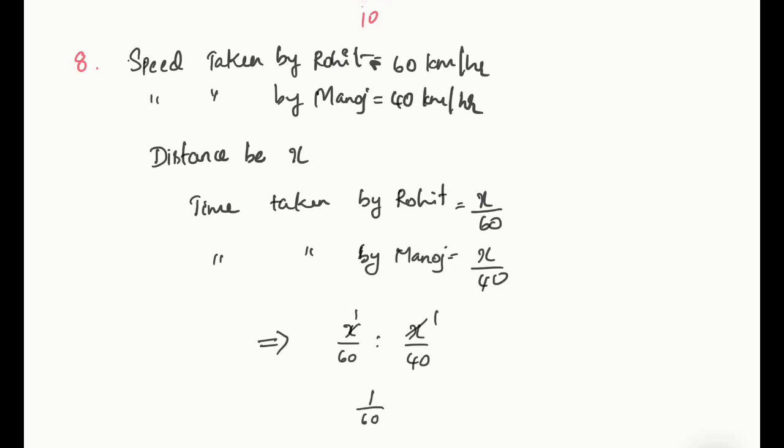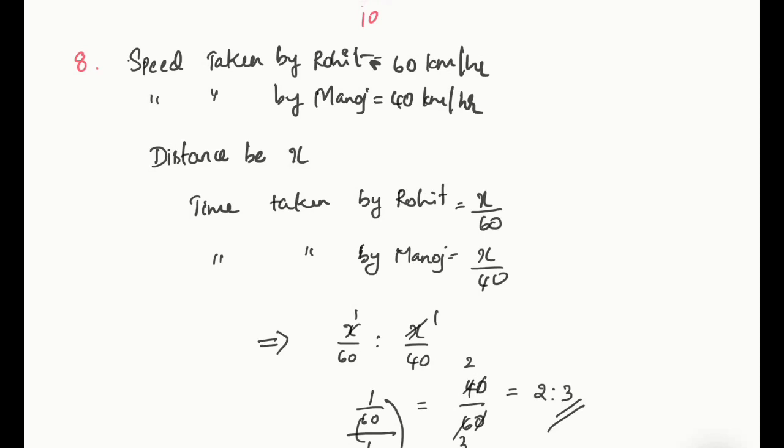Hope it's clear to you. Now 1 by 60 by 1 by 40. Take it up, it should go down. So what do you get? 40 by 60. Cancel them. 2s are, 3s are. So finally you will get the answer as 2 is to 3. Directly please don't write it as 60 is to 40, because they didn't ask you the ratio between the speeds. What is asked in the question? Ratio between the time taken by them.